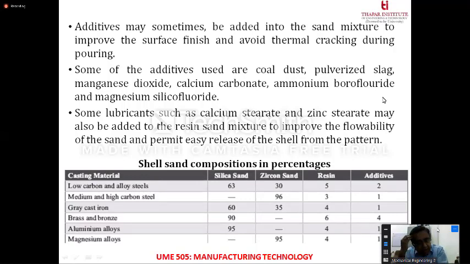In this table, what I am trying to show you is that with respect to different casting metals, the composition of the sand for shell molding is different. For carbon and alloy steels, silica and zircon sand are added together, followed by resin and additives. Whereas if you are using medium or high carbon steel, then silica sand is not used. We use zircon sand, and zircon sand is an artificial sand, to be precise. It has many properties which are man-made and different from silica sand. Similarly, for gray cast iron, you have silica as well as zircon together, but additives are not mixed in a higher proportion. Additives are very low. So different materials will have different compositions of sands that can be utilized.